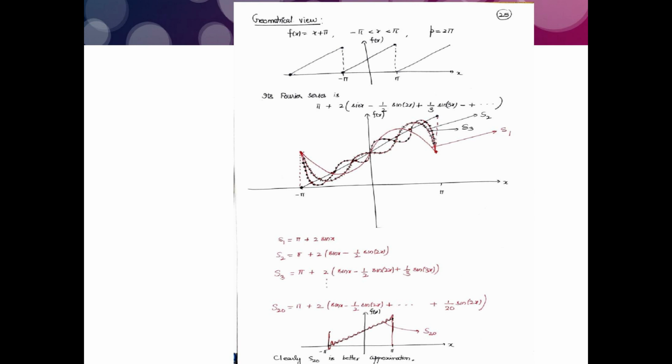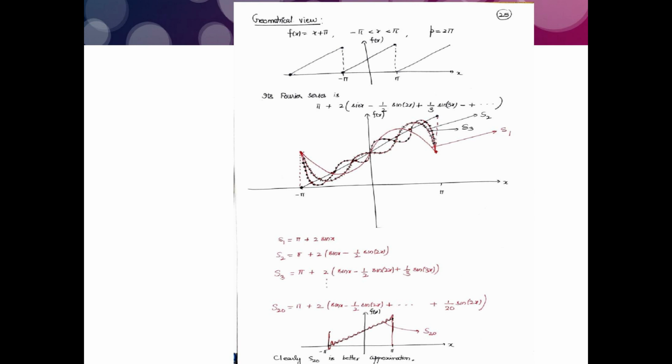This is the geometrical view of the approximation. Let's consider this function f of x, which is x plus pi, defined from minus pi to pi, and its period is 2 pi. So the first graph is the graph of the function f of x. You can find out its Fourier series. I'm just writing that part: pi plus 2 times sine x minus 1 by 2 sine 2x, and so on.